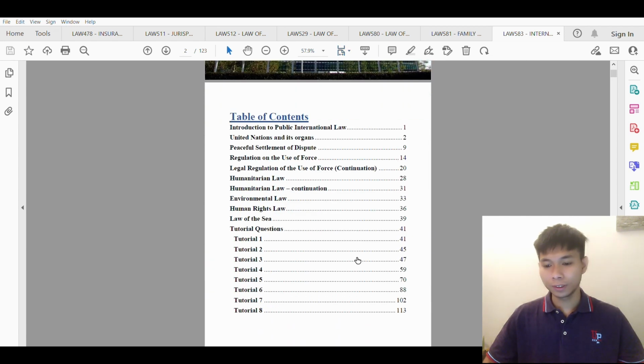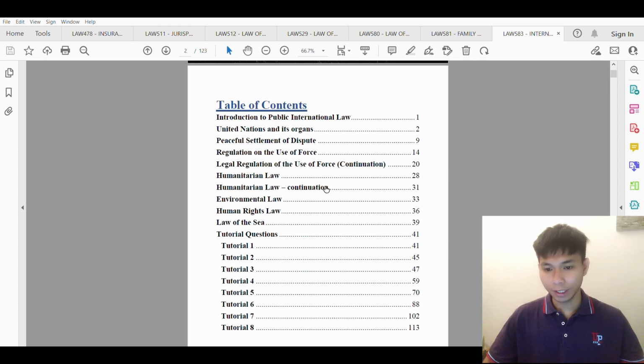So we're going to go through the table of contents, what you'll be expecting to learn in this subject. You'll be learning, introducing yourself to what is international law, public international law. It's the collection of regimes of laws regulating between states and sovereign states, entering into different conventions and international treaties. You will be looking at the United Nations and its organs. Let me zoom a little bit more if I can. Like, for example, the UNSC, the United Nations General Assembly.